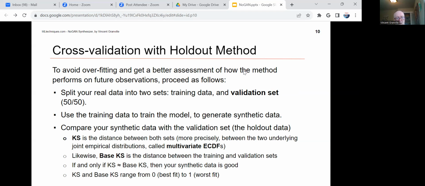Eventually, I compare the synthetic data with the validation set using an evaluation metric that I briefly talked about, which I call KS for Kolmogorov-Smirnov distance. What's original here is that this distance has been known for quite some time, but here I'm using the full joint multivariate Kolmogorov-Smirnov distance, possibly for the first time, and both for categorical and numerical features.